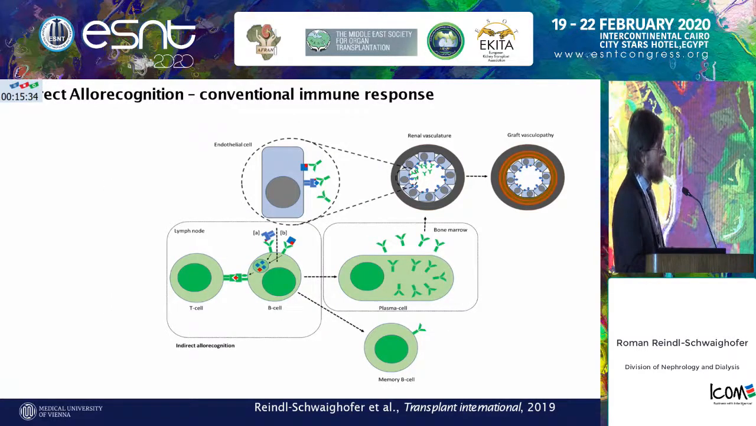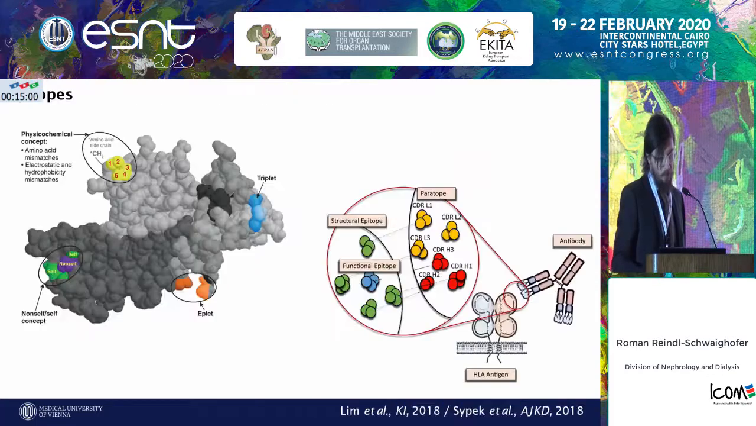This is just a basic slide that shows how this indirect allorecognition, that's some sort of conventional immune response, drives the antibody formation. Antigens are bound by B cells with the receptor that binds the antigens, and they are internalized and presented to T cells that are needed for activation, and this B cell goes to the bone marrow and becomes a plasma cell, secreting antibodies that are detecting the antigen in the graft and cause graft vasculopathy, or remains as a memory B cell. So this is our current understanding of allo-antibody development.